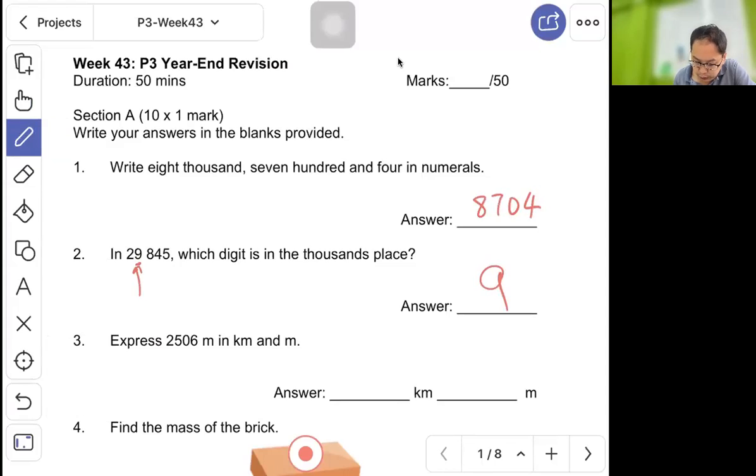Question three. Express 2,506 meter in km meter. So 1,000 meter equal to 1 km. So 2,506, it will be 2 km, 506 meter.